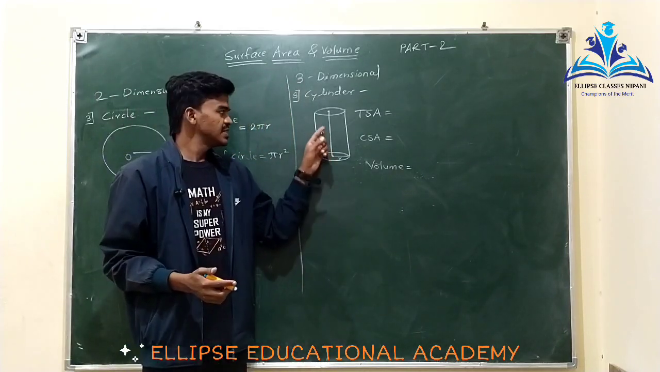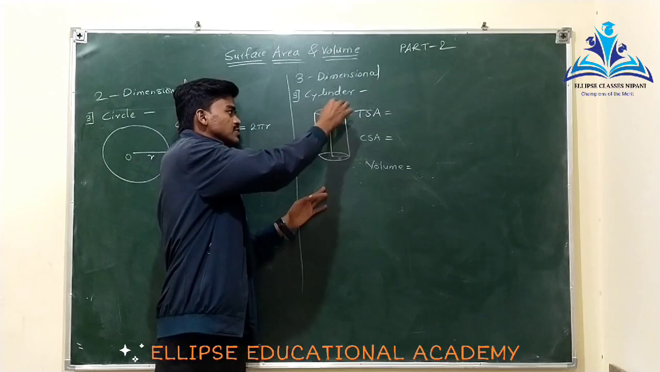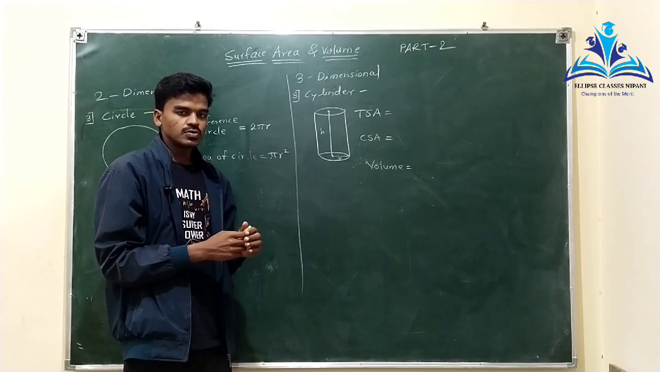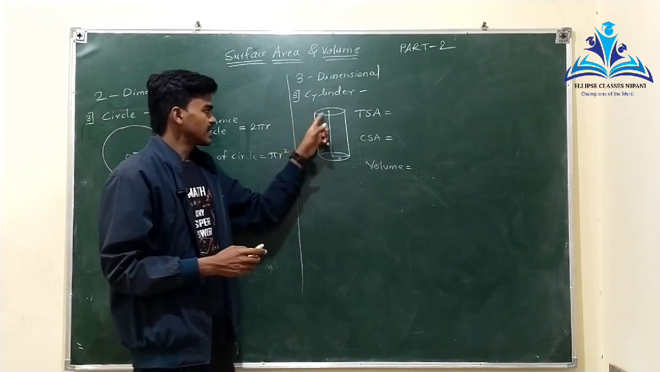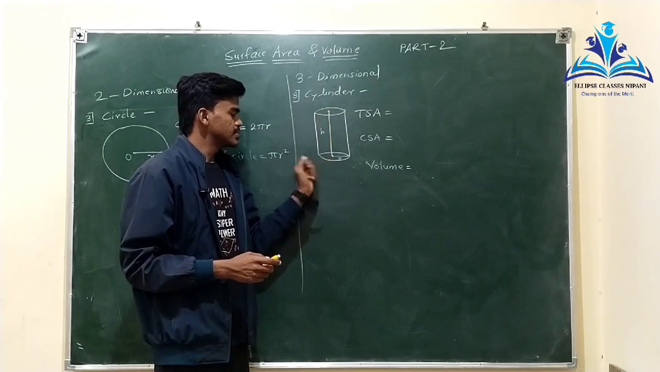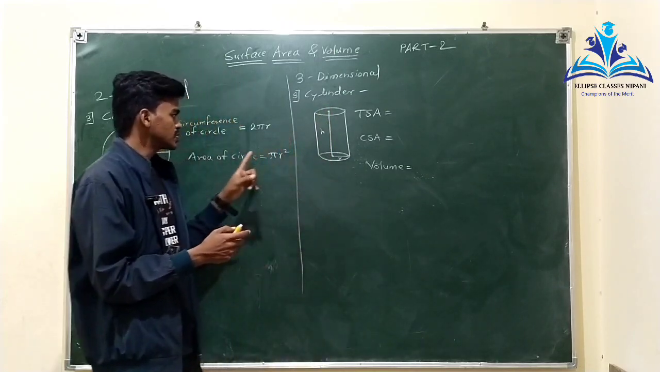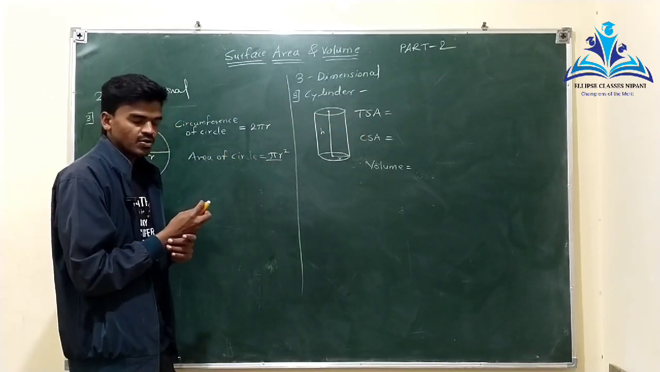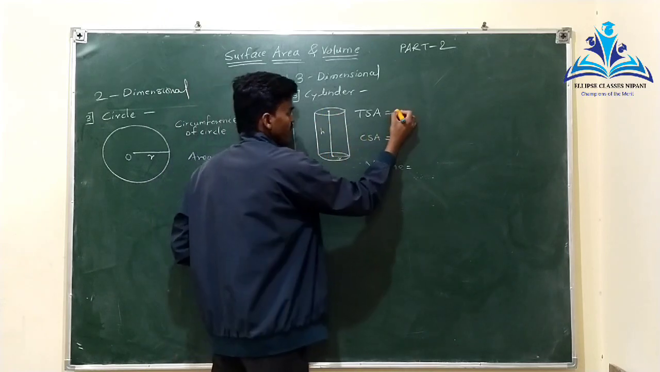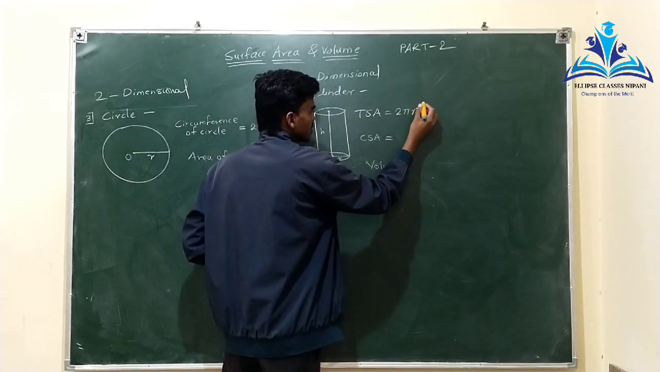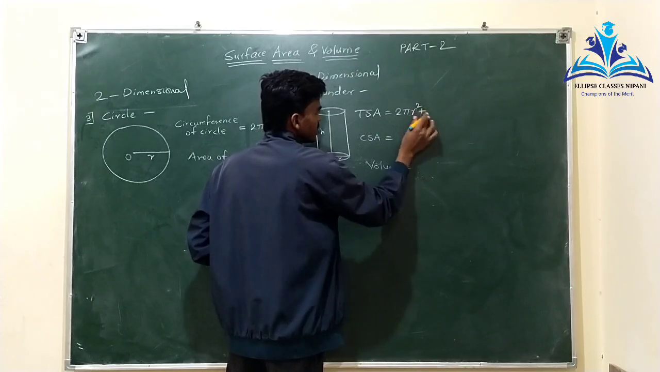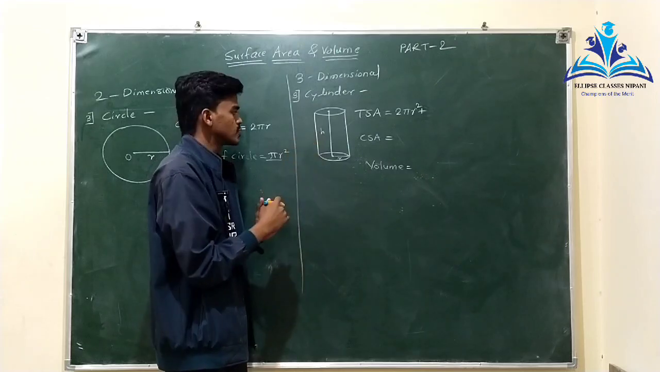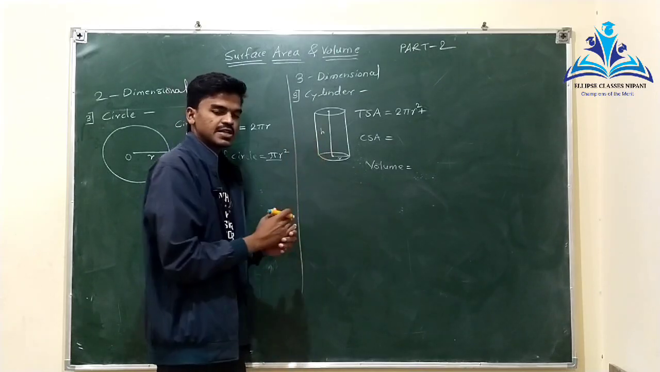If you see this diagram, there are two circles, one above and another below the pipe. So we can calculate the total surface including these two circles. We need to calculate the area, and the area of a circle is pi r square. How many circles are there? Two. So first I will take 2 pi r square, plus the curve surface also.